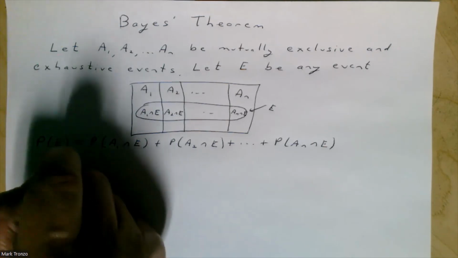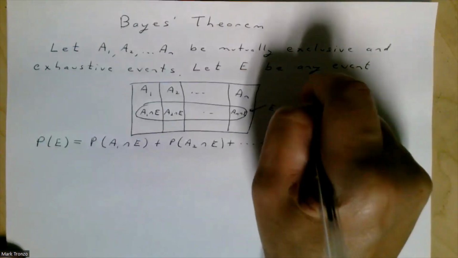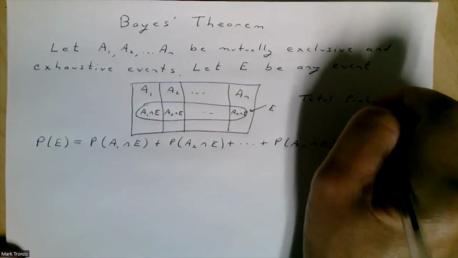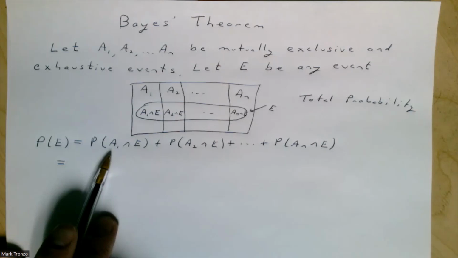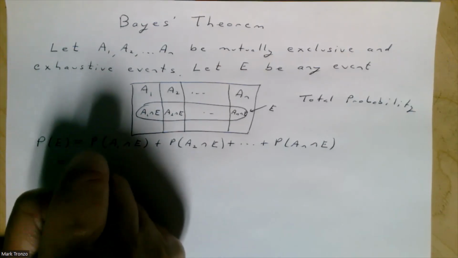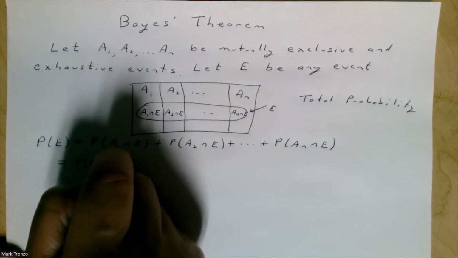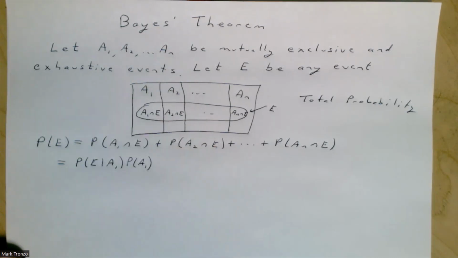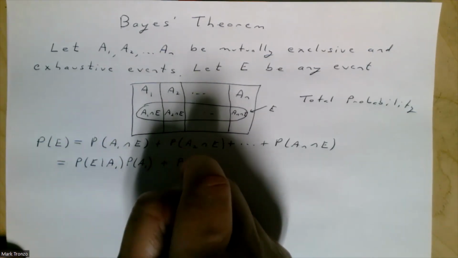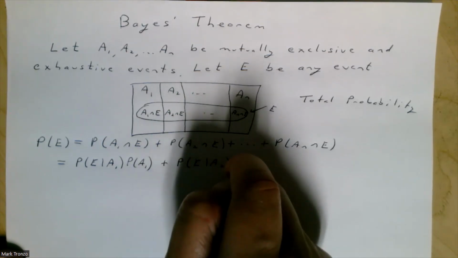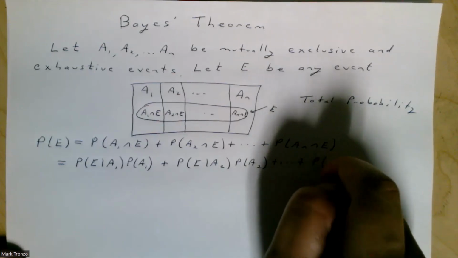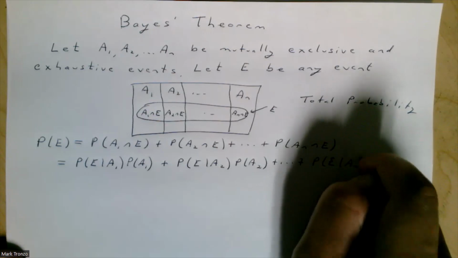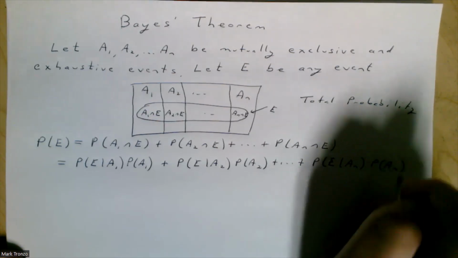And also, as we said previously, we're doing this idea of total probability. Remember, total probability is kind of what the idea is right here. And remember, we could write this as the probability of E given A1 times the probability of A1. And this was the probability of E given A2 times the probability of A2, up to the probability of E given AN times the probability of AN, like that.